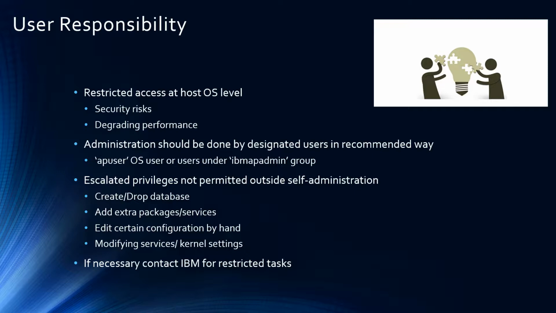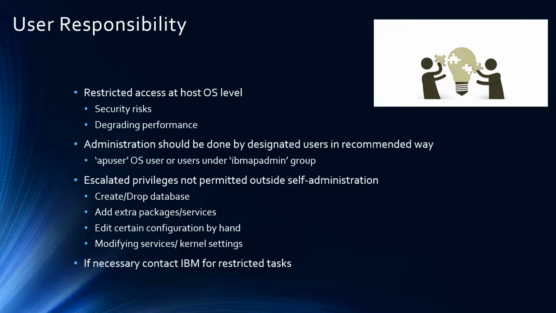All tasks which require escalated privileges should be completed as the AP user at the Linux level, or by users who are part of the IBM AP admin group. This group and user have sufficient access to administer the appliance and perform maintenance tasks. For the most part, the appliance does self-administration, and certain administration activities can be done using the provided admin privileges.